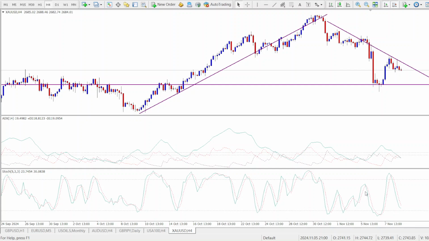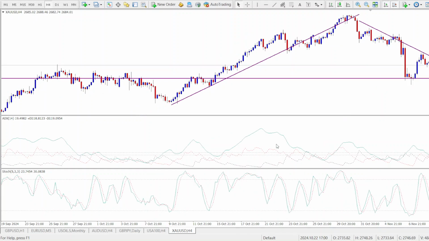Now, let me walk you through a simple example. Let's say you are trading the XAU-USD pair. First, you have to check the ADX. You want the ADX to be above 25. Now, ideally, you should even wait for the ADX to be above 30 to confirm that a trend is in play. Now, the next thing you do is to look at the stochastic oscillator.